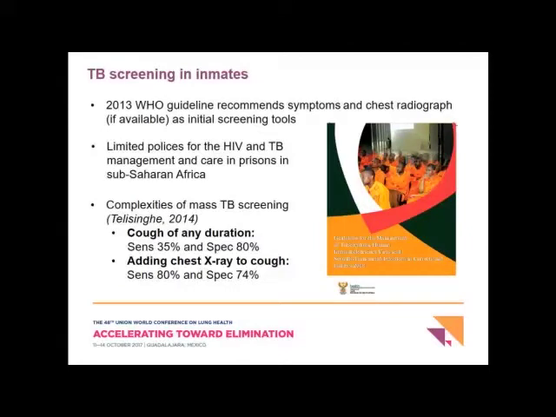Thus, in 2013, WHO updated their guideline to recommend symptom screening and, if available, chest radiograph as initial TB screening among inmates. However, only 5 countries in Sub-Saharan Africa currently have a dedicated guideline for HIV/TB management care in prison settings, including South Africa. There are various challenges for mass TB screening in prison settings. A cross-sectional survey in Southern African prisons showed that cough of any duration would only detect TB with a sensitivity of 35% and a specificity of 38%. So a lot of TB cases are asymptomatic, thus undiagnosed. But the study also showed that adding chest X-ray to cough led to a much higher sensitivity of 80%.